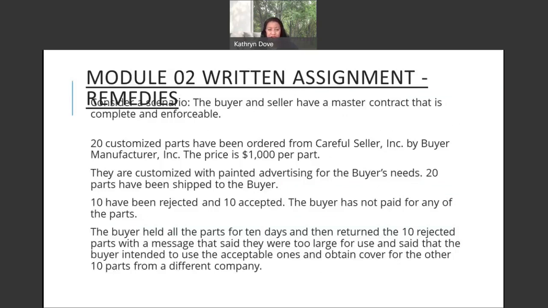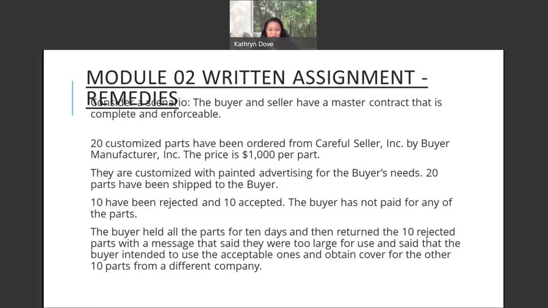Well, you're considering a scenario where the buyer and the seller have a contract. 2,000 customized parts have been ordered from the seller by the buyer. The price is $1,000 per part. In this scenario, they're customized with painted advertising for the buyer's specific needs. 20 parts have been shipped to the buyer. 10 of them were rejected by the buyer for some reason, 10 were accepted. The buyer doesn't pay for any of the parts.